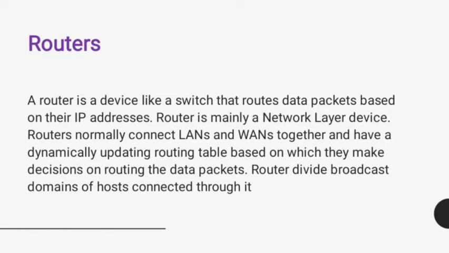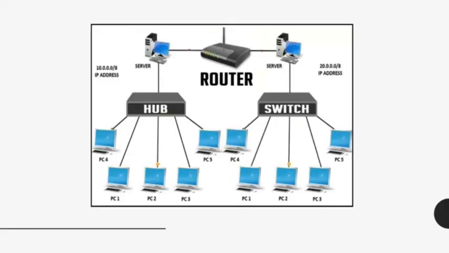Routers. A router is a device like a switch that routes data packets based on their IP addresses. A router is mainly a network layer device. Routers normally connect LANs and WANs together and have a dynamically updating routing table, based on which they make a decision on routing the data packets. Routers divide the broadcast domains of hosts connected through them. A router is used to connect two or more different networks.